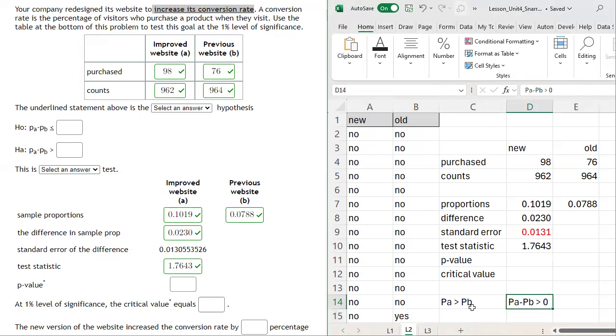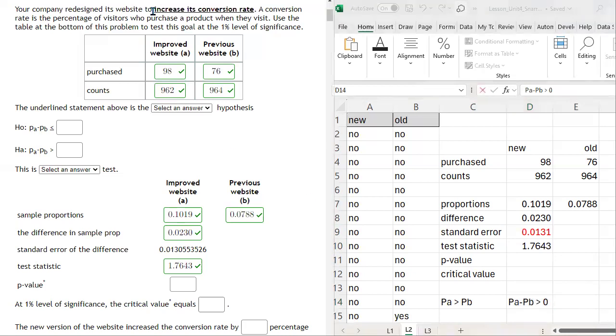Okay, so this is an increase in the conversion rate. This is equivalent to saying an increase in the conversion rate. This is a difference in those conversion rates, and that difference is greater than 0. So this is saying it's positive.